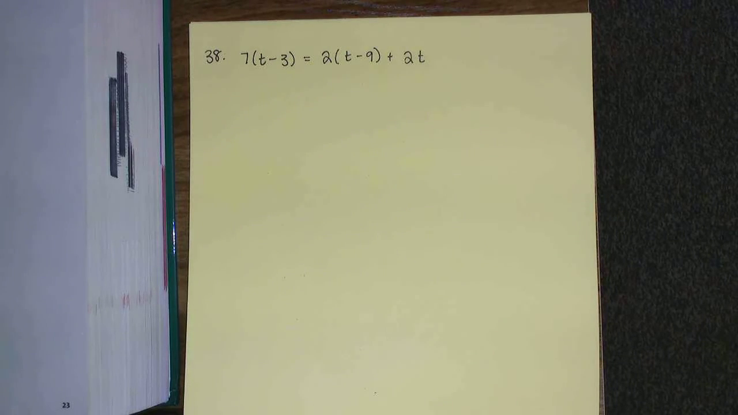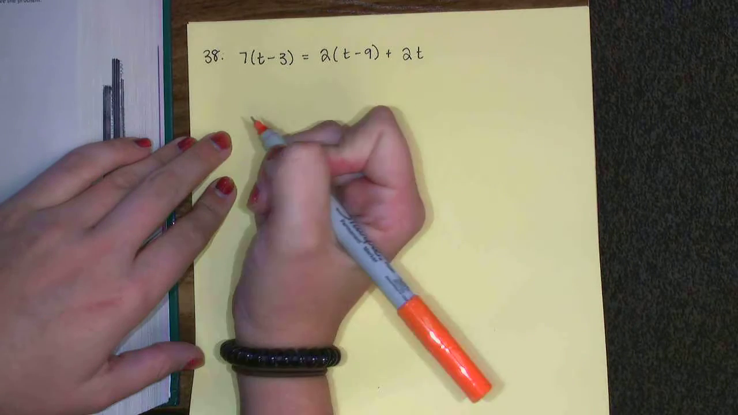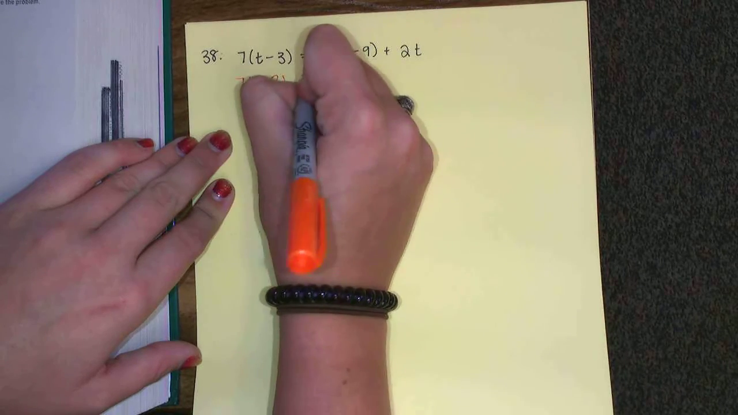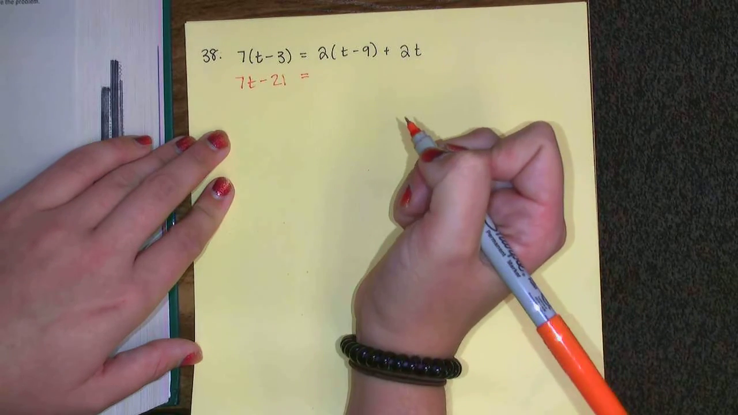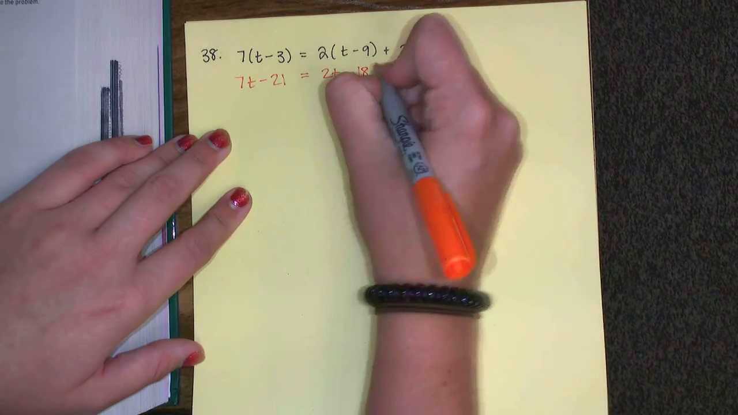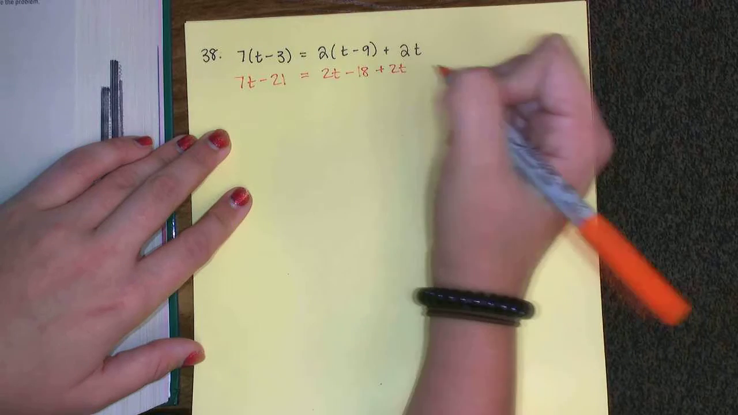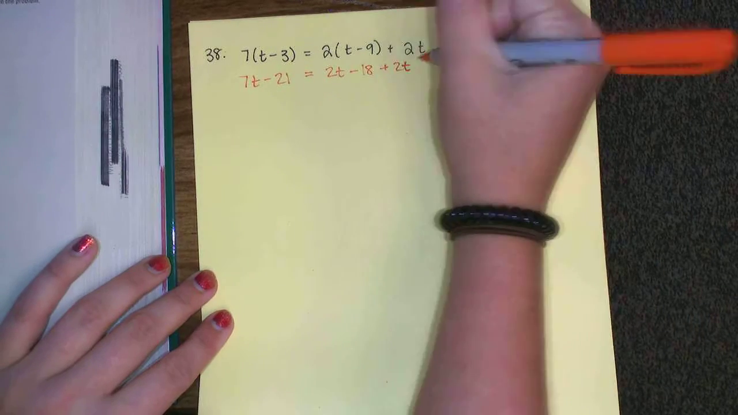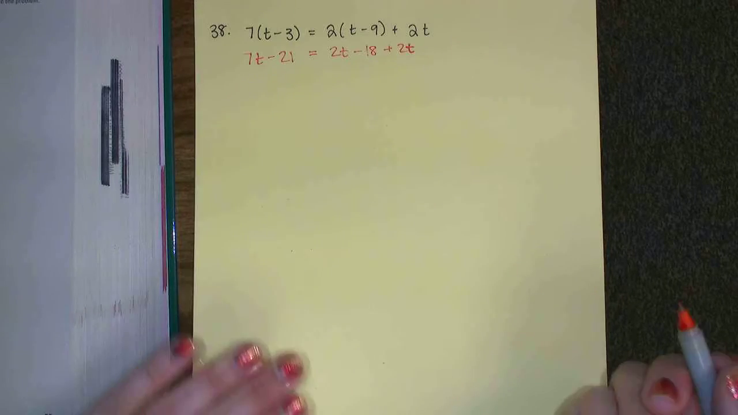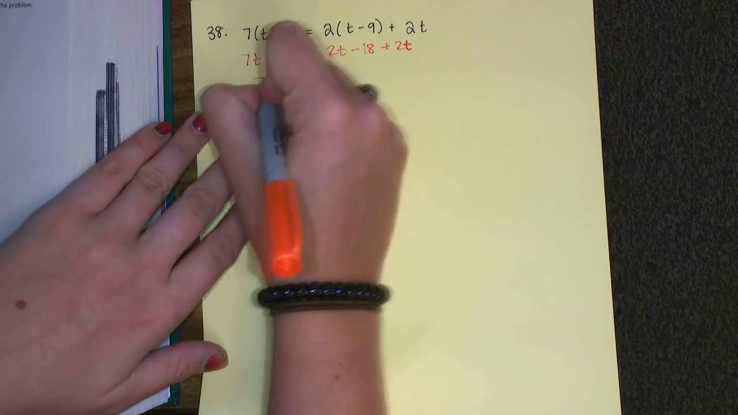Distribute first, so what does that give me on the left side? 7t minus 21 is equal to, how about the right side? 2t minus 18 plus 2t. No, so you need to show the distributive first, and then you can combine like terms in the next step. Oh, yes. All right, so what does that give me then on the right side?